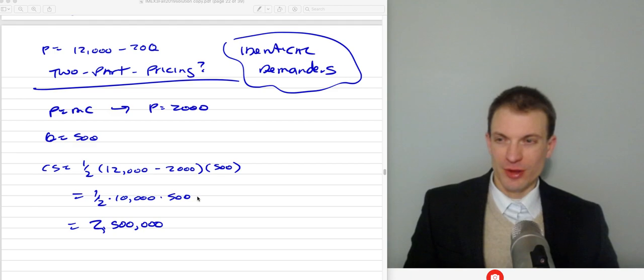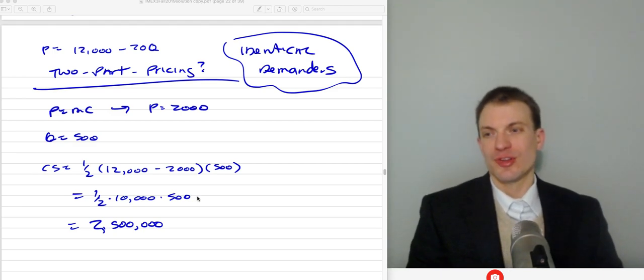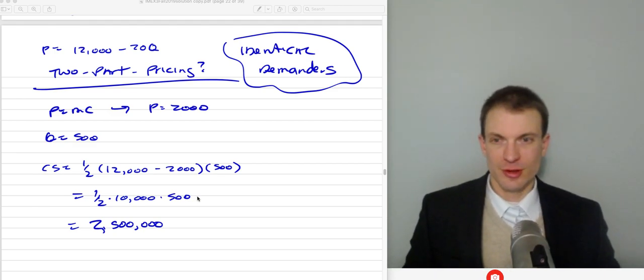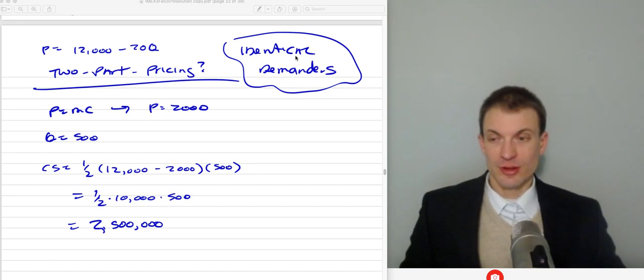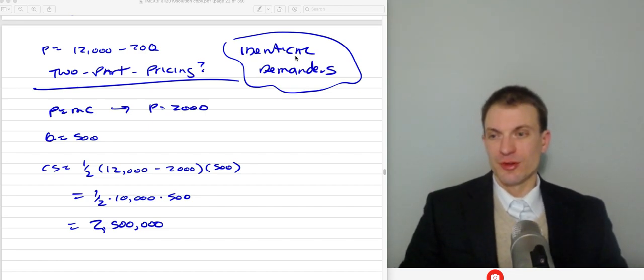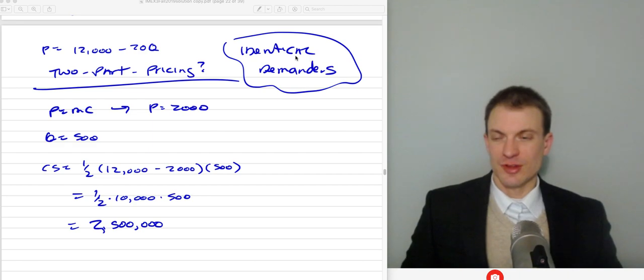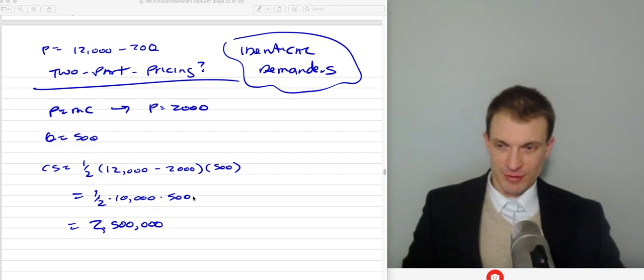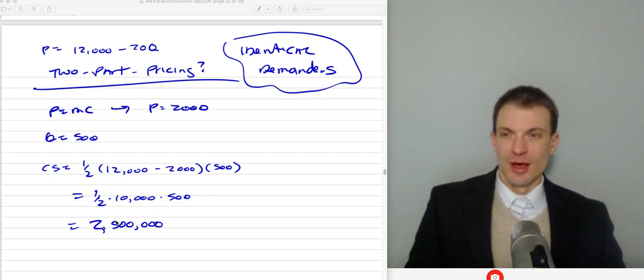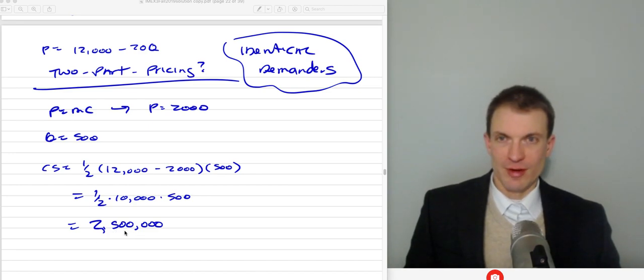What about with two-part pricing? We have the marginal cost already. We just have to find what's going to be the consumer surplus. That's because these are identical demanders. And so consumer surplus, it'll be 12,000 minus 2,000. That's going to be 10,000 times a half times 500 gives us a surplus of 2.5 million.